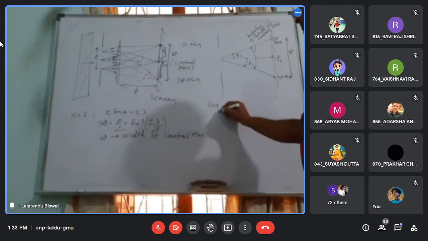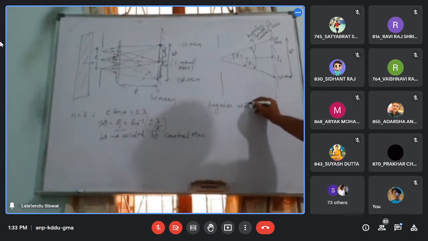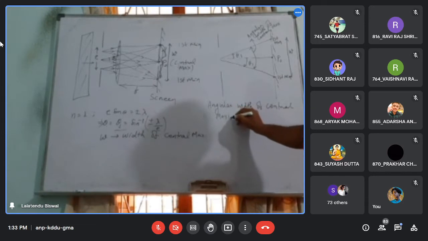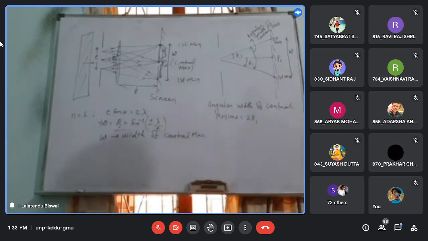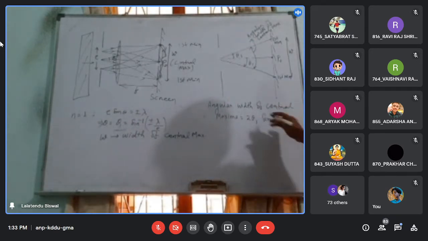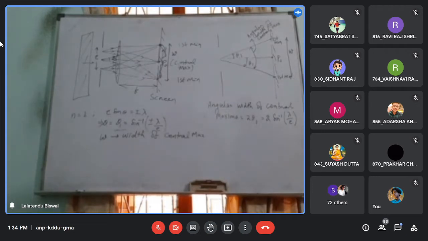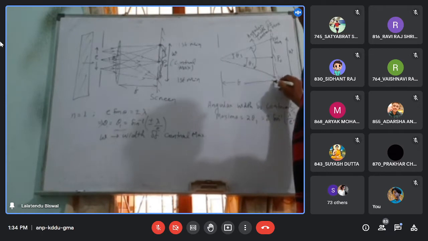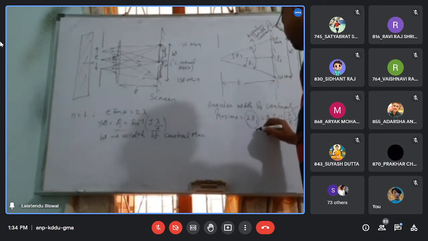So you can write the angular width of central maxima is equal to 2 theta 1, and because theta 1 is sin inverse lambda by a, you can write this as 2 into sin inverse lambda by a. So if someone asks you what is the angular width of the central maxima, you have to know lambda and a. And if you want to get the linear width, because you know this distance is approximately equal to the focal length, you have measured the angle in radian units.